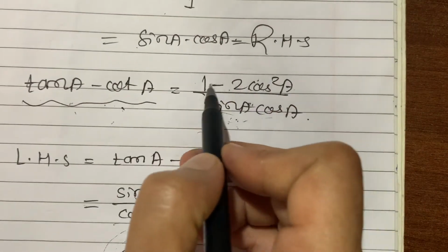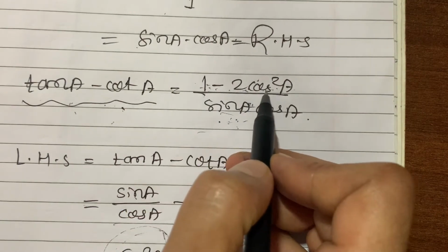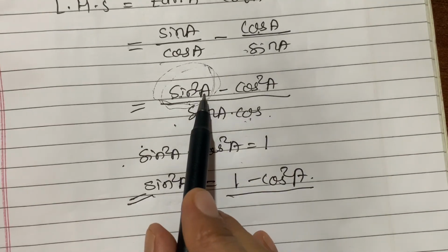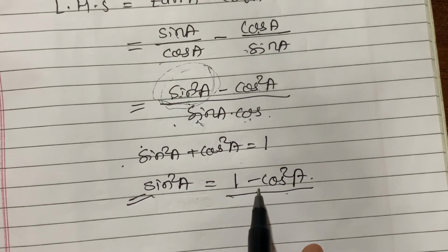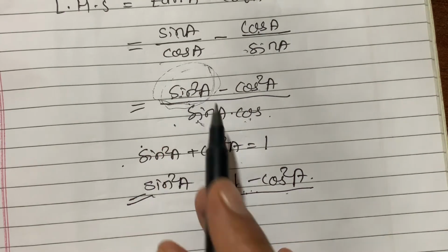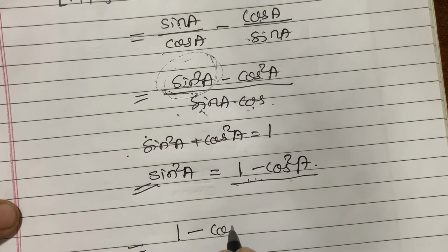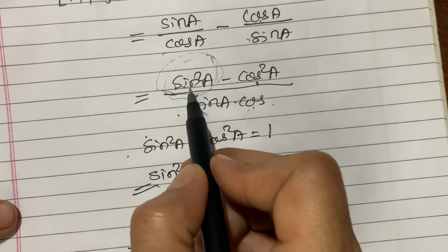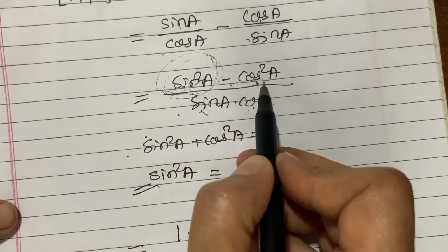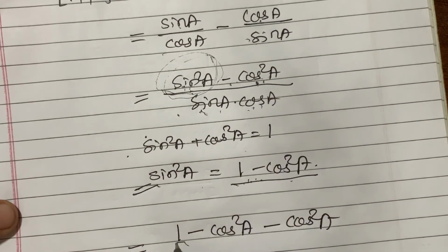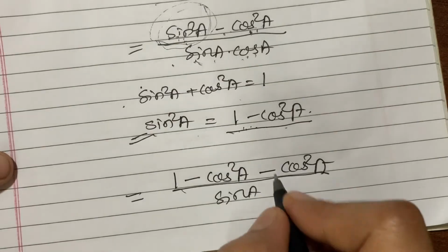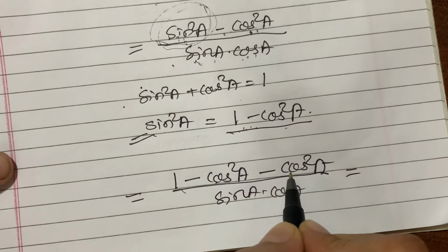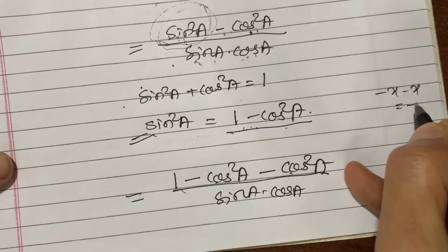Because in the RHS I observe there is no sin term, only a cos term, I can remove this sin square A by 1 minus cos square A. Put 1 minus cos square A in place of sin square A. So it will be 1 minus cos square A minus cos square A upon sin A into cos A, which is equal to 1 minus cos square A minus cos square A, which is like minus x minus x, which is minus 2x.